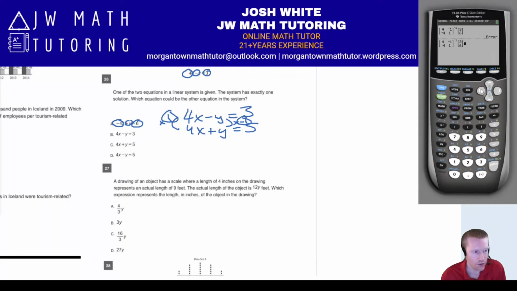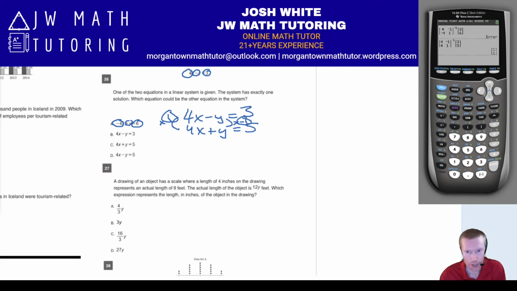Now let's say I checked answer choice C. The top row is not going to change. That's still going to be 4, negative 1, 3. But the bottom row is going to change. For answer choice C, I've got a positive 4 first, so I'll delete that negative. Then I've got a positive 1, so that will not change. And then over here, although it doesn't affect the answer, I'll make this 6 into a 5. Now I hit enter. Notice it returns a value. That's what tells me that the system of equations has exactly one solution.